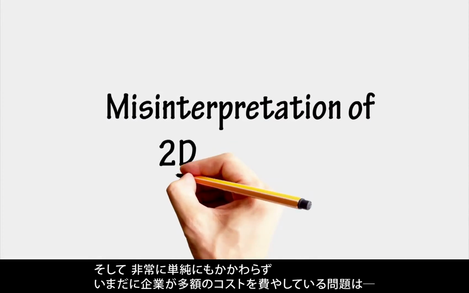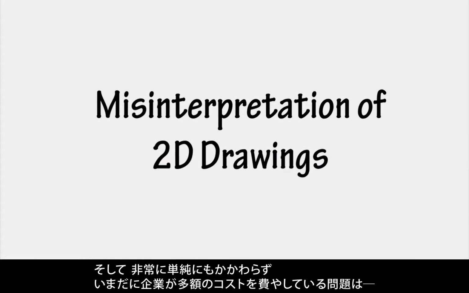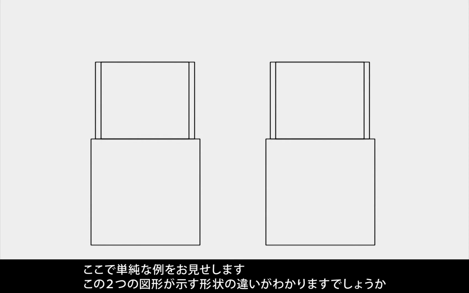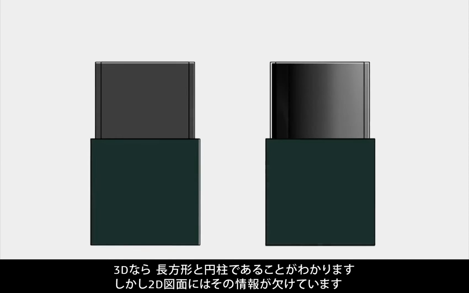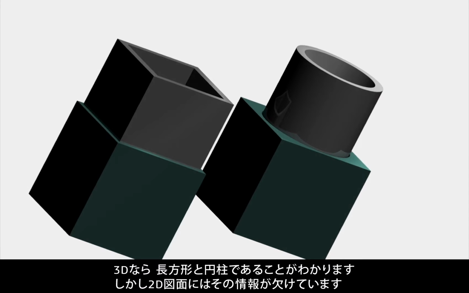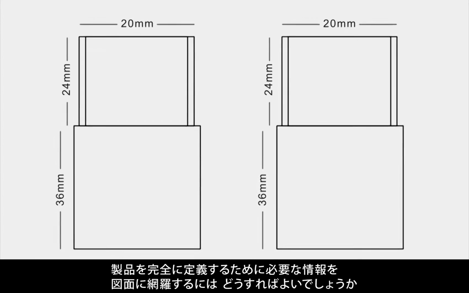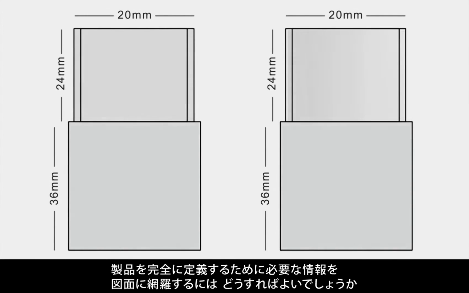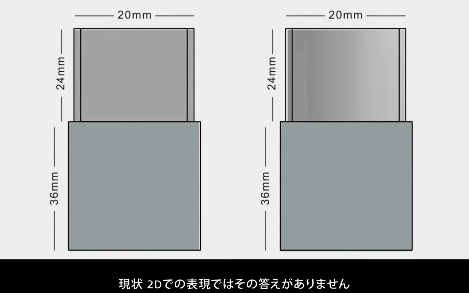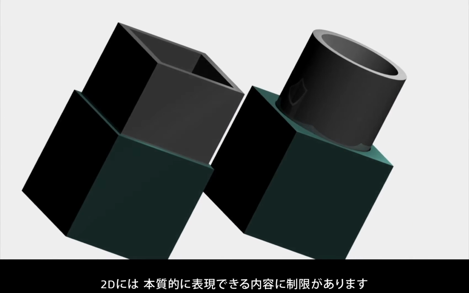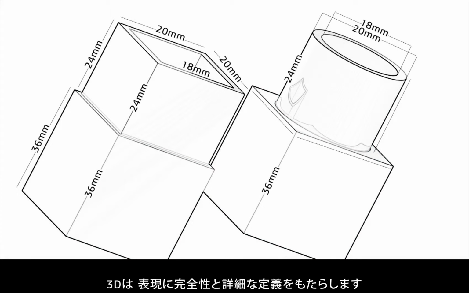And something very simple which is still missing, and businesses are spending lots of money on it, is the misinterpretation that drawings can deliver. A simple example here. Is it a diameter or is it an offset? In 3D, we have a cylinder or a rectangle structure, but the drawing is missing the information. How can you make sure your drawing is self-contained with all the information required to fully define the product? Today, there's no answer to that in 2D. 2D inherently has limitations on what can be shown. 3D brings completeness and precise definition.